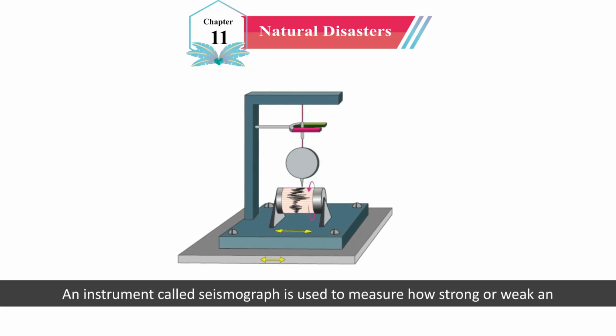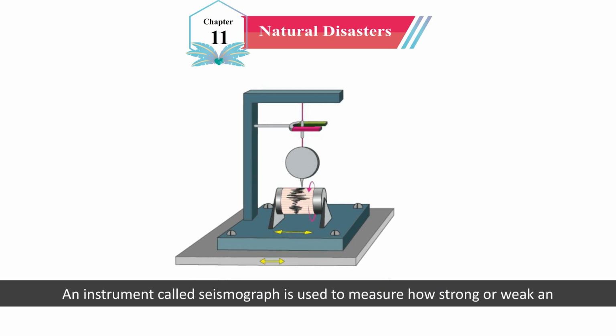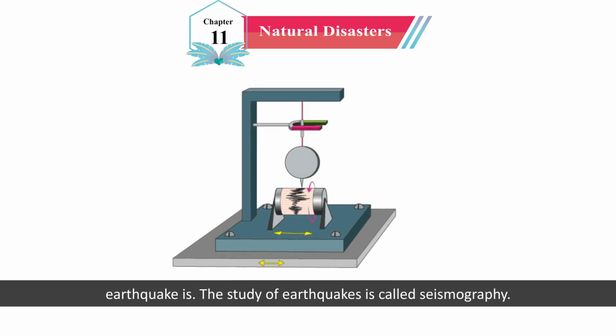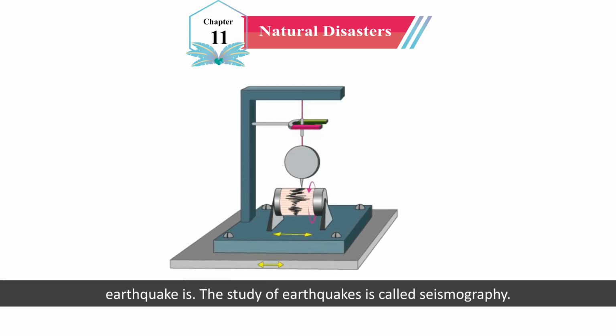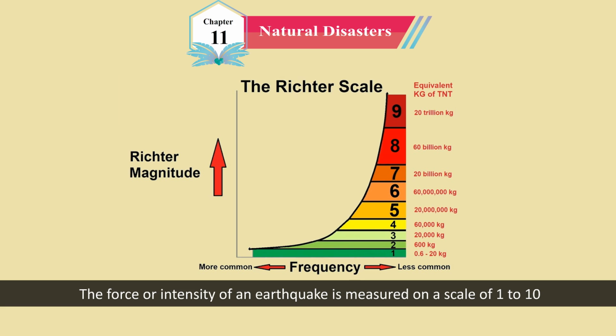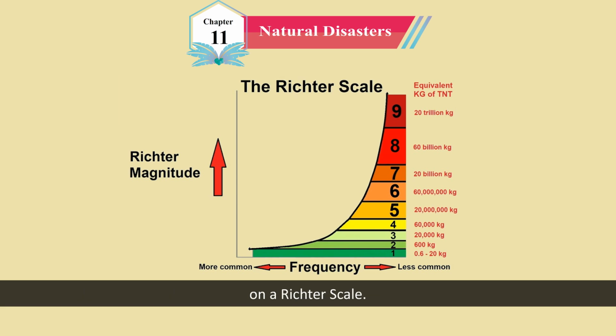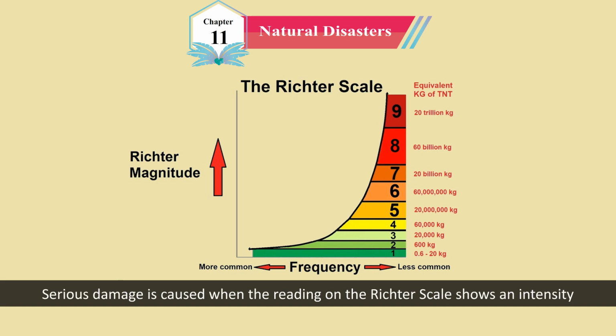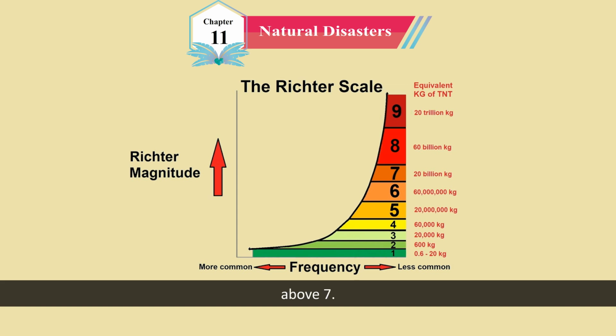An instrument called seismograph is used to measure how strong or weak an earthquake is. The study of earthquakes is called seismography. The force or intensity of an earthquake is measured on a scale of 1 to 10 on the Richter scale. The earthquake is weak if its intensity is lower than 3. Such an earthquake does not cause damage. Serious damage is caused when the reading on the Richter scale shows an intensity above 7.